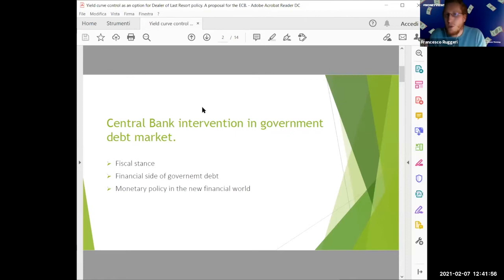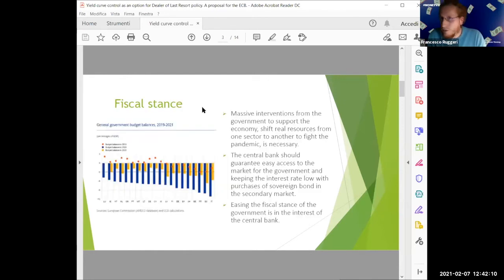So basically, we have three different reasons why the central bank should intervene: the fiscal stance, the financial side of government debt, and the monetary policy in the new financial world. The fiscal stance is the most straightforward, as I said before. When there is a massive contraction of the GDP, governments must step in the economy and shift real resources from one sector to another. And so the central banks need to intervene in the market that is the financial condition of the government.